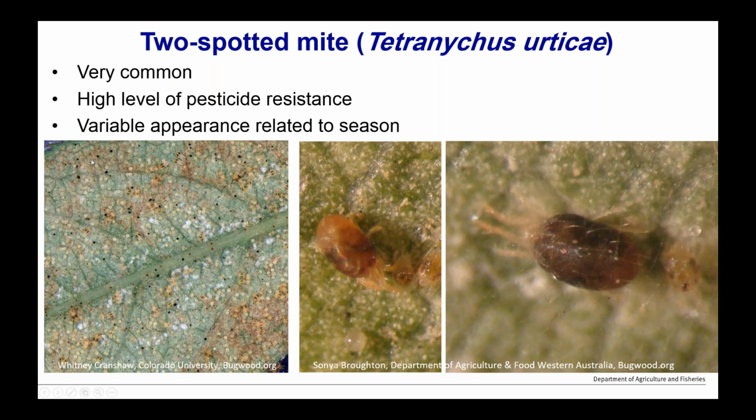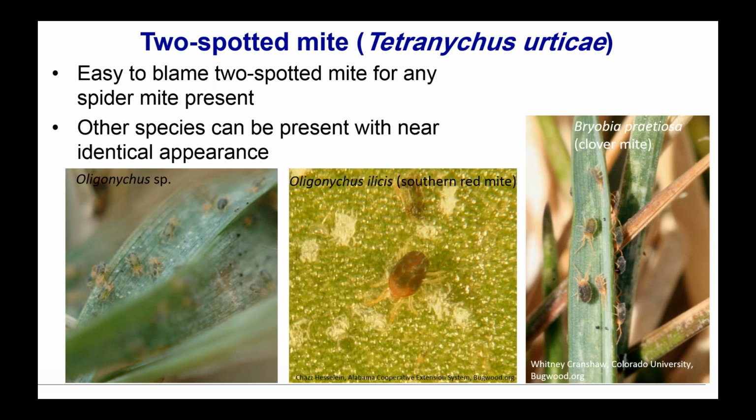It has a highly variable appearance. So this is the two-spotted form, which you're more likely to see in summer or warmer periods. And sometimes you'll get this red form. And it's not just two-spotted or red. There are some shades of red and spots, if you like. So for those reasons, it is easy to blame any spider mite infestation on two-spotted mite.